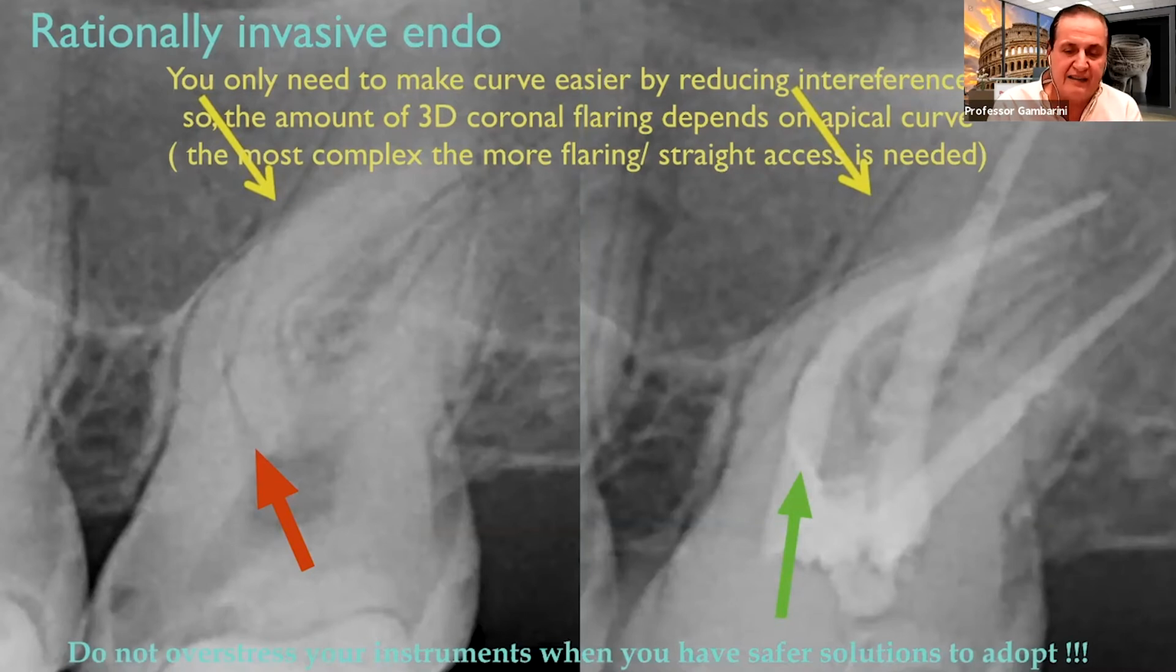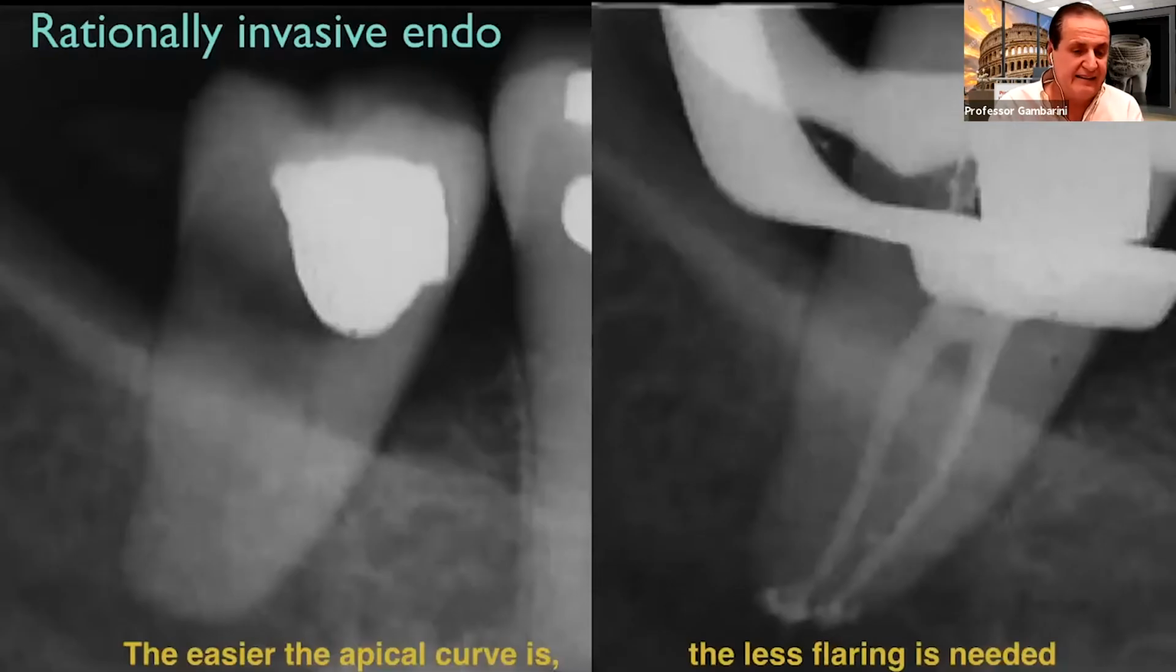This is why, in this case, we needed to flare in order to have proper straight line access in the coronal part and to manage that complex curvature. But in a case like this, when the curvatures are not so prominent and are quite easy, we don't need to enlarge the canal a lot. We only need to touch the canal walls. You have to remember the table that I was explaining before.